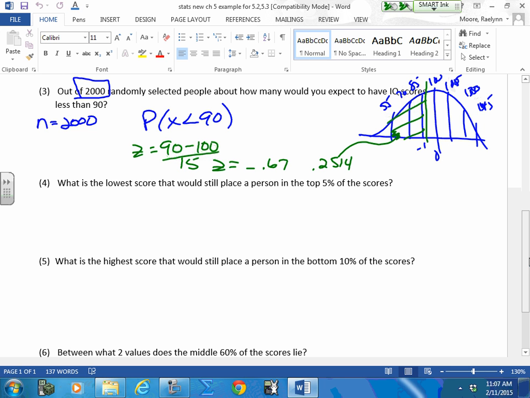But I want to know if 2,000 randomly selected people came through that door, how many would I expect to have a score less than 90? What do I have to do? Multiply this by 2,000. Remember with the n? You might want to be writing this down. So we come to 502.8, and we get 503. We just rounded.